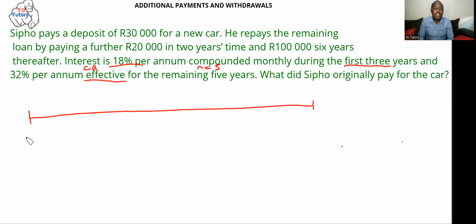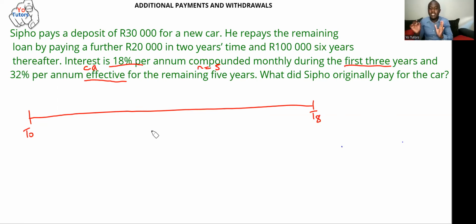And remember what I told you guys, you must know that we are starting from T0. And what is the total number of years here? We have got first 3 years and first remaining 5 years. So it's going to be 3 plus 5. Then we have how many? You have got 8 years. So we've got T8 there.